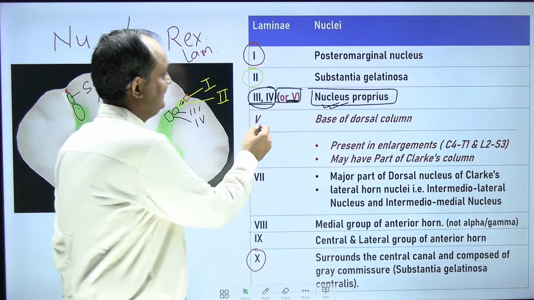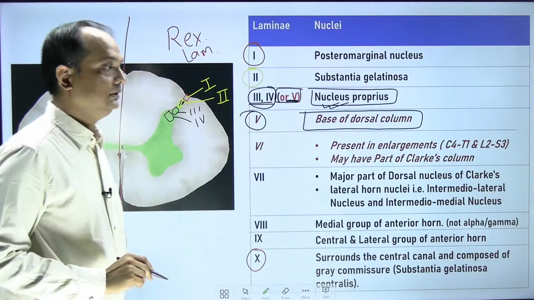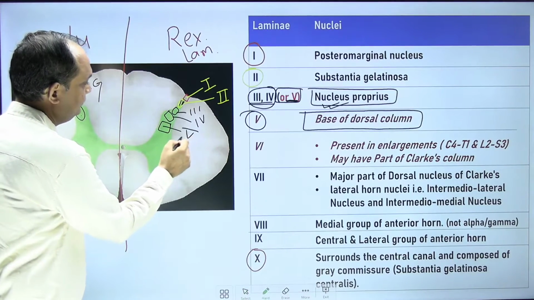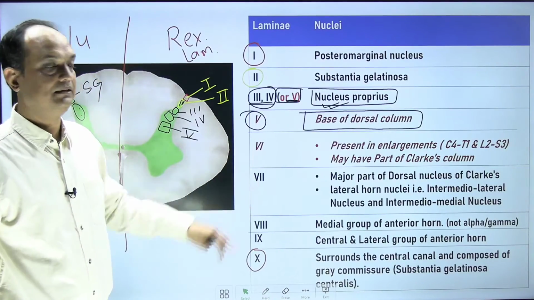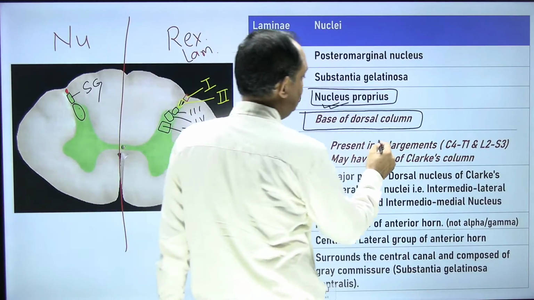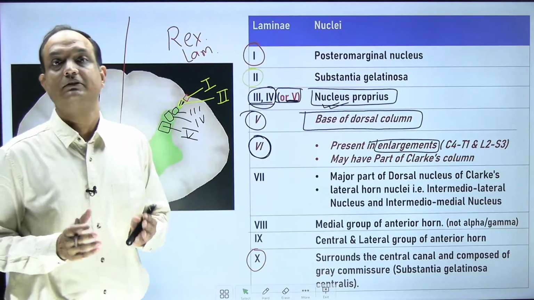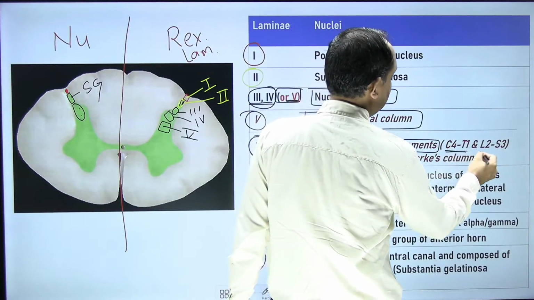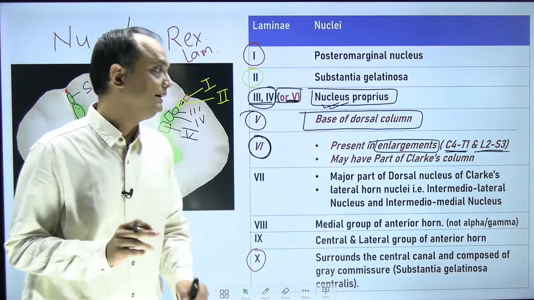Now, some books say that Rexed lamina 5 contains the base of the dorsal column. Now, where is Rexed lamina 5? This is Rexed lamina 5, which is occupied by the base of the dorsal column. Now, when you see Rexed lamina 6, it basically has areas which show the enlargement. You know that there are two enlargements, one cervical and another lumbosacral. So this Rexed lamina 6 is present in the cervical and lumbar enlargements.